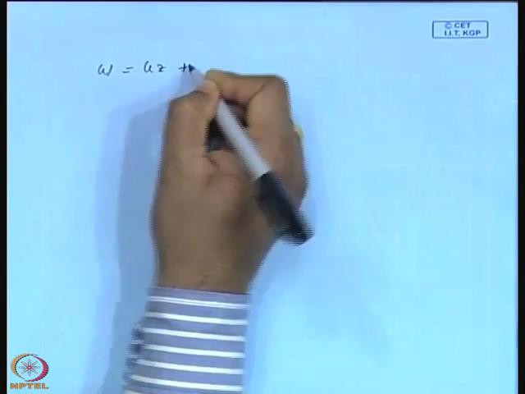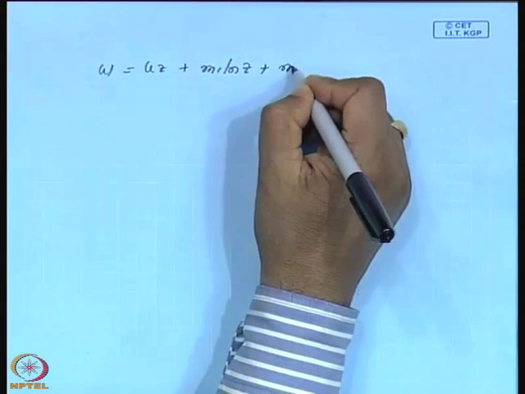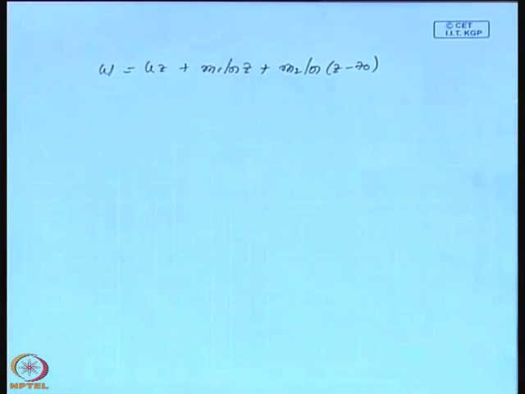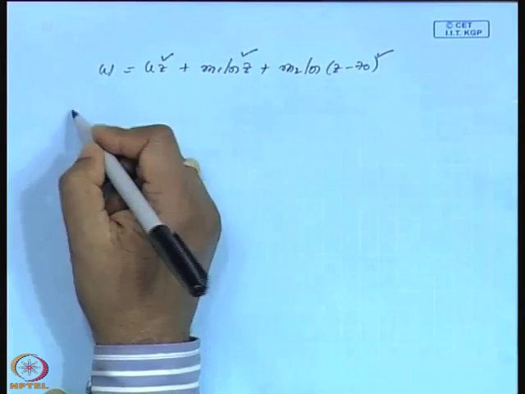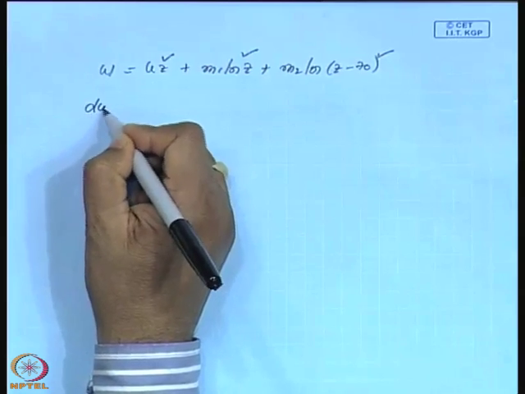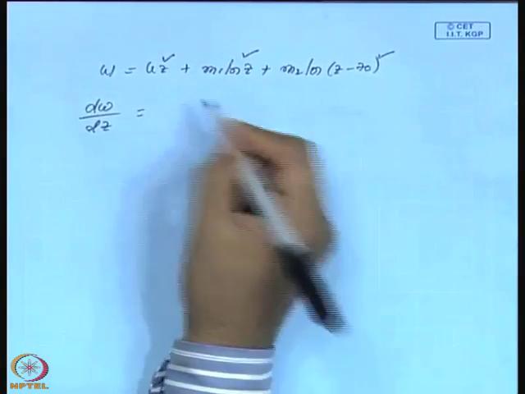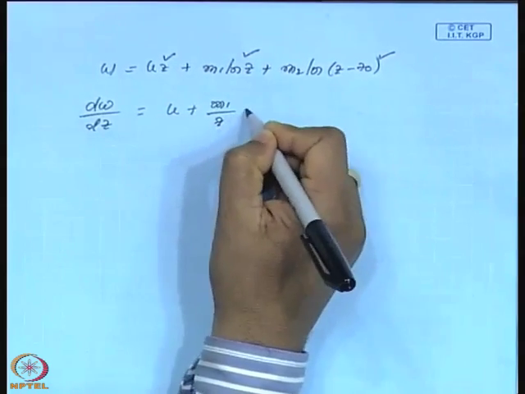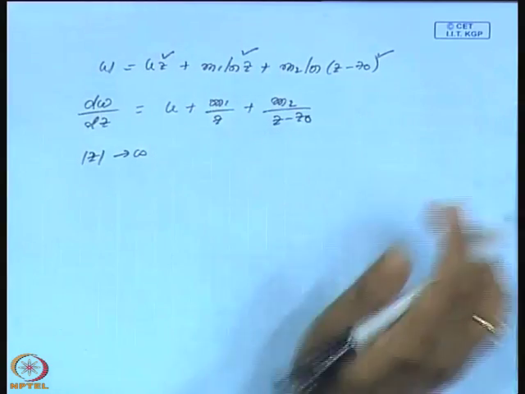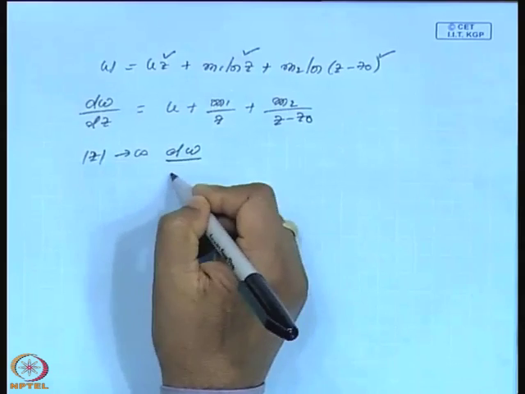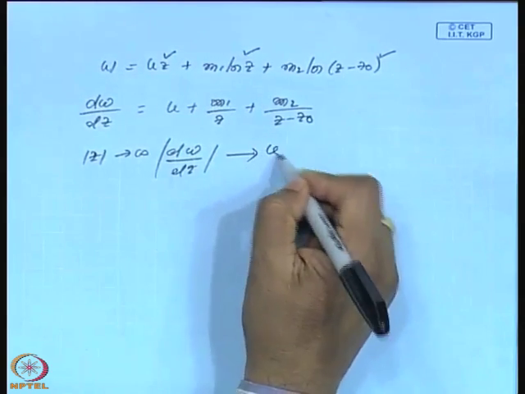Now, I will take another example. Suppose I take W = Uz + m₁ log z + m₂ log(z − z₀). Here there is no cylinder, as if I have sources: this is one source, this is one source, this is one source. Then what does it represent? We can always see that dW/dz will give me U + m₁/z + m₂/(z − z₀). As |z| tends to infinity, |dW/dz| will tend to U. So there is a uniform flow.